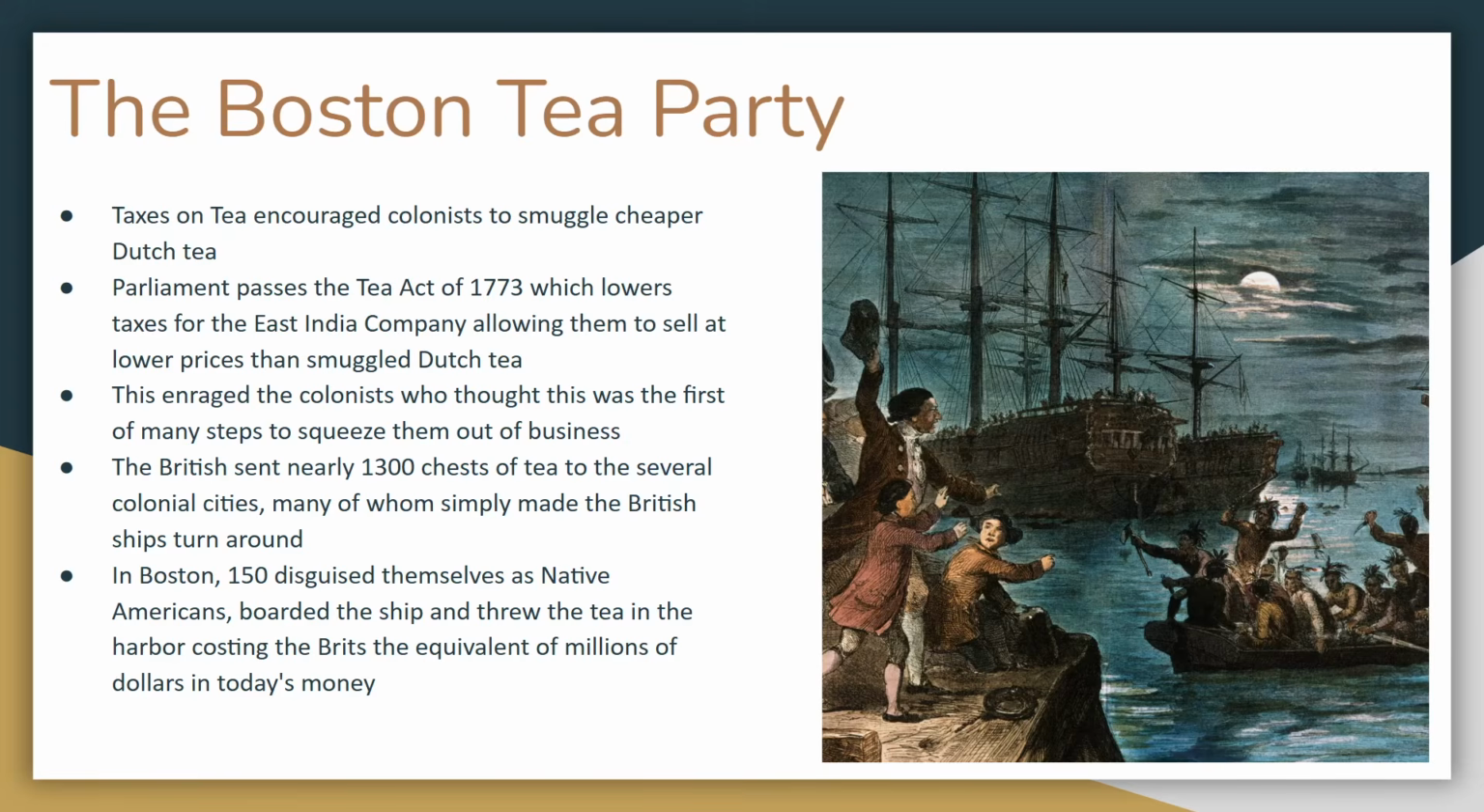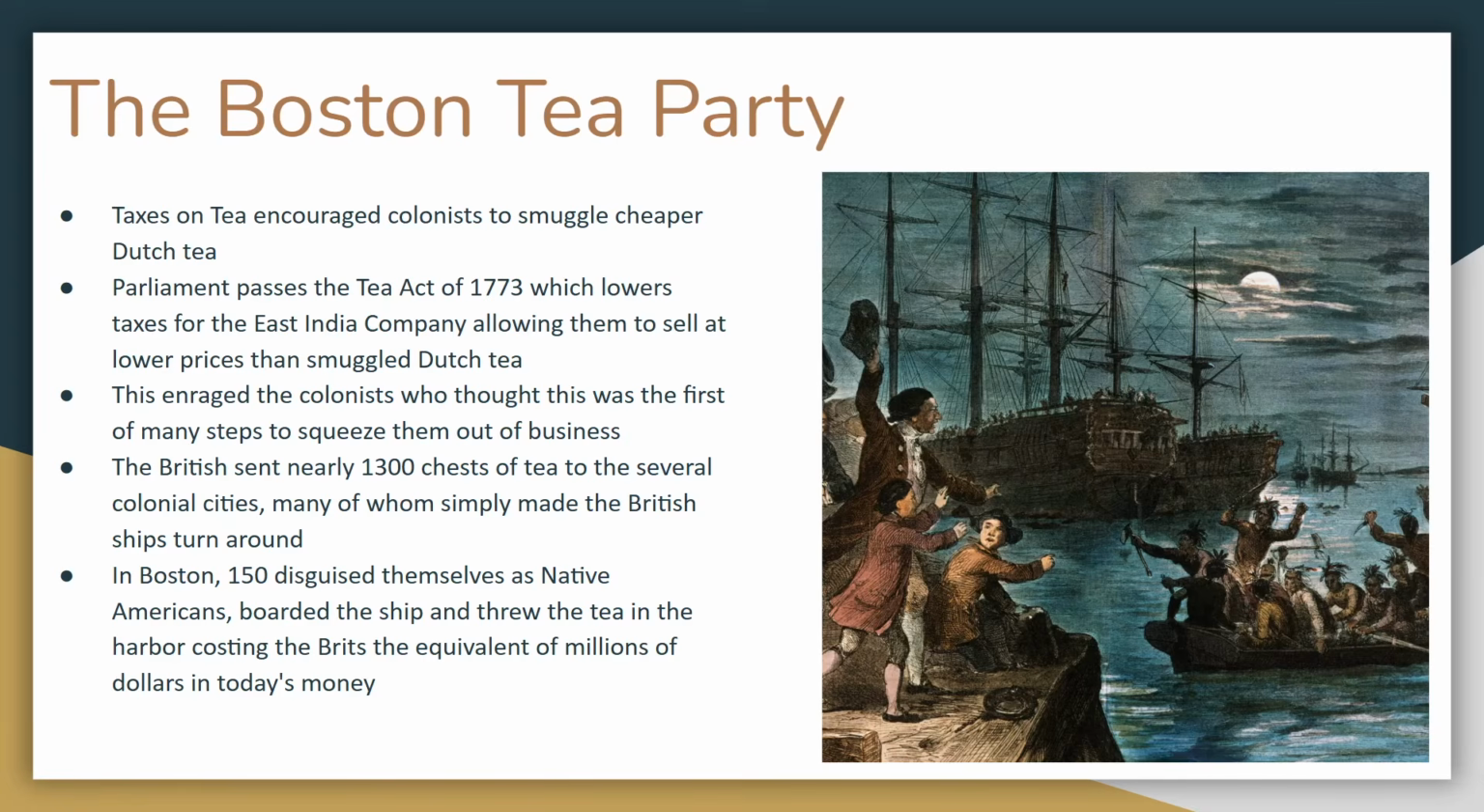They see this as basically the Crown trying to squeeze the colonists out of business. You got to remember, these merchants are making a lot of money smuggling, and these merchants are some of the richest guys in the colony. They got a lot of pull. They got a lot of power. They have a lot of employees. So they see it as a way to try to squeeze them out. And they, through several channels, find out that the British are sending 1,300 chests of tea to be distributed throughout the colonies.